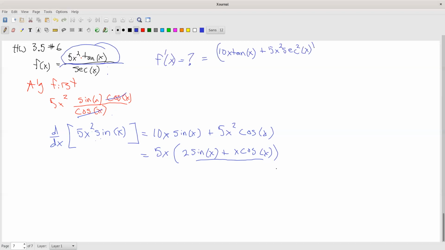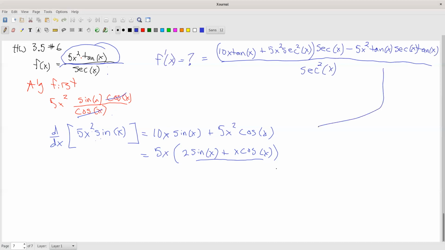The quotient rule says I have to take that times the denominator and then subtract, leave the numerator alone, and multiply by the derivative of the denominator. The derivative of the secant is the secant times the tangent. Oh my. And then I have to divide all of that by the denominator squared. And eventually that will clean up to this. Good luck. Do that if you have trouble falling asleep tonight.